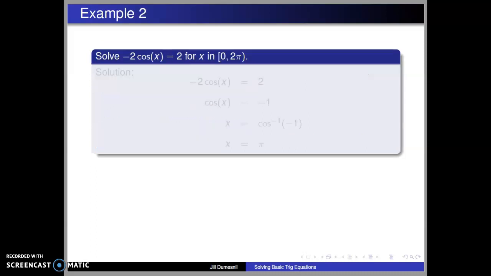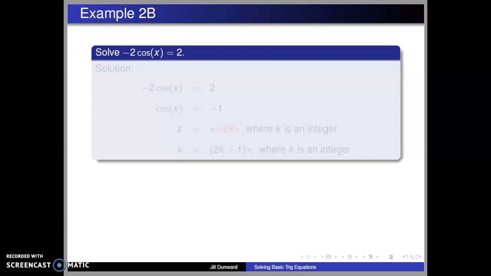In example 2, we are asked to solve -2 times cosine x equals 2 for x in the interval from 0 to 2 pi. This time we will write the solution similar to that of solving any algebraic equation. We start with the given equation. Then divide both sides by -2. We have that x is the angle whose cosine is -1. In the interval from 0 to 2 pi, we know that cosine x equals -1 when x is pi. This is the only solution in the given interval.